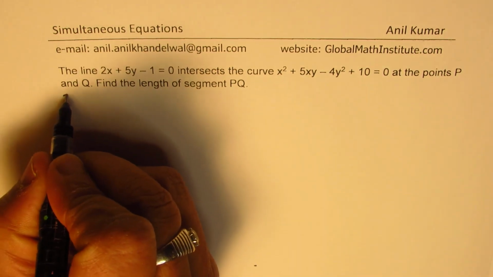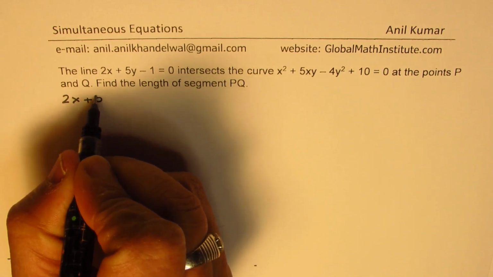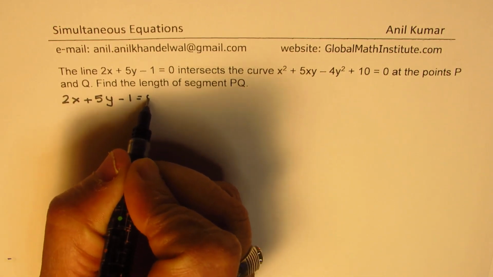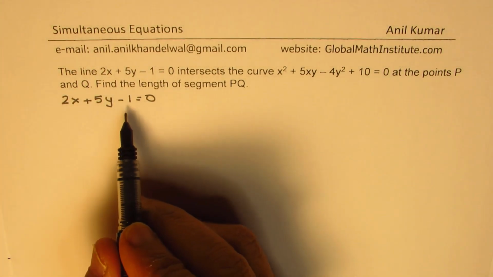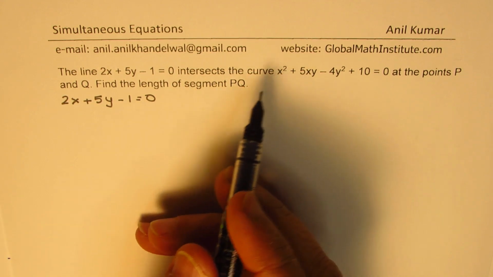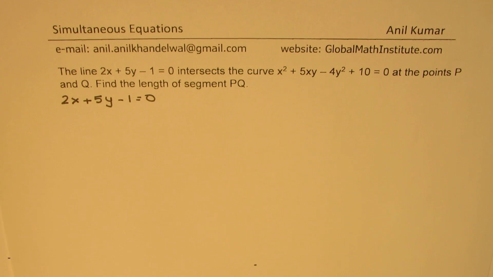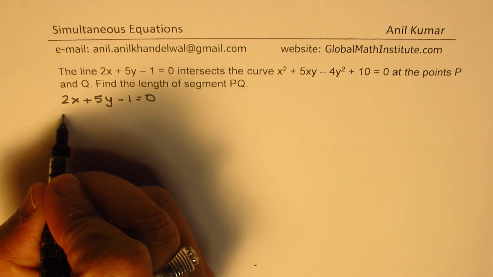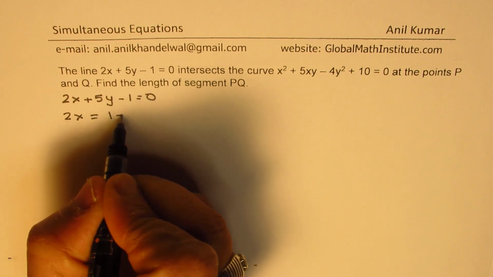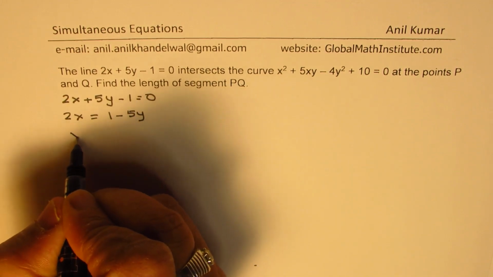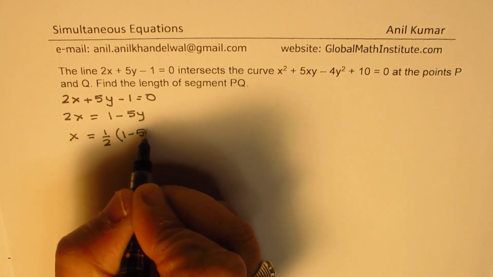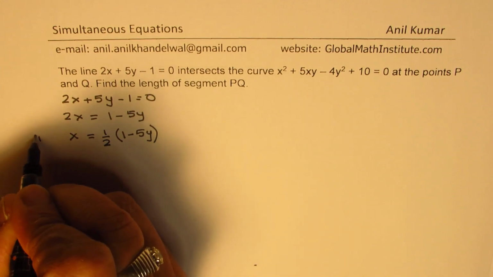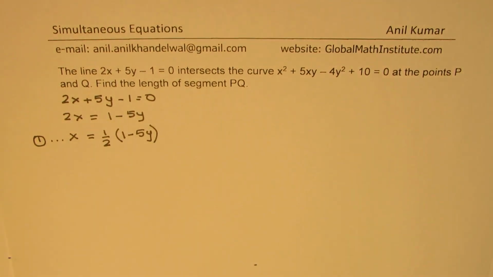So we are given the line which is 2x plus 5y minus 1 equals 0. Now from this equation we can isolate one of the variables, substitute that variable in the second equation, then we have an equation in one variable and that can be solved, right? So we can say that 2x is equal to 1 minus 5y, or x is equal to half of 1 minus 5y, correct? So we get our equation simplified in the form of x equals half of 1 minus 5y.